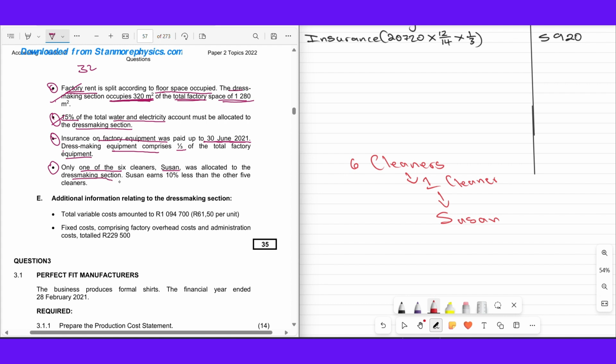So this one was allocated to what? When we are talking about the dressmaking section, we are referring to the factory overhead. They are saying that Susan earned 10% less than the other 5 cleaners. So this is very simple. What we need to do is let's check.